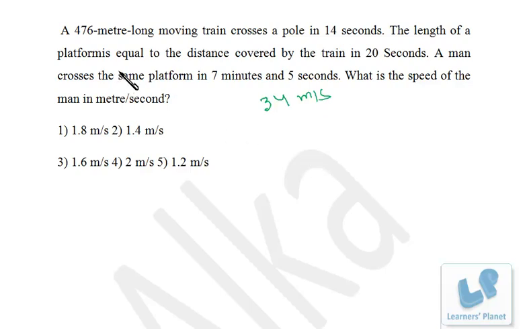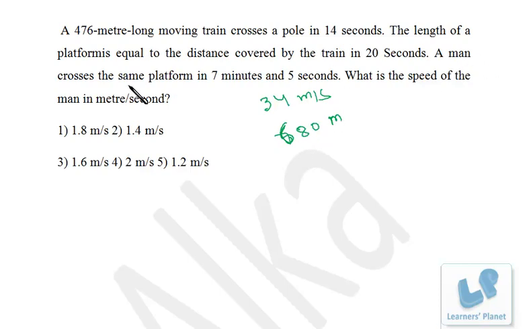Now what is the length of the platform? The length of the platform is equal to distance covered by this train in 20 seconds. So the speed of the train is 34 meter per second. So in 20 seconds it will be covering 34 into 20, that is 34 into 2, 68, 680 meters. Right? So that is the length of the platform, right?